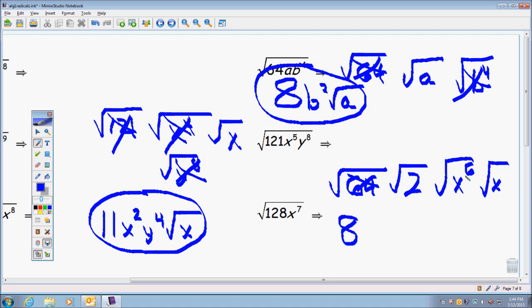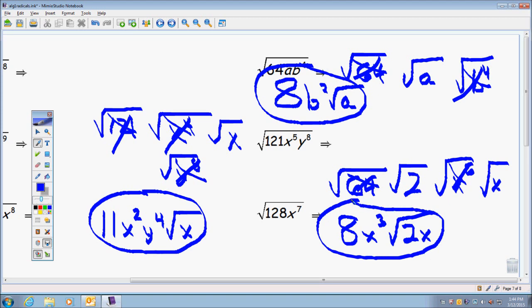Skip u. That's x3. Half of 6 is 3. x3. And then the two that are stuck in the house, and if they're together, just write it next to each other. It's 2 and an x. We're done.